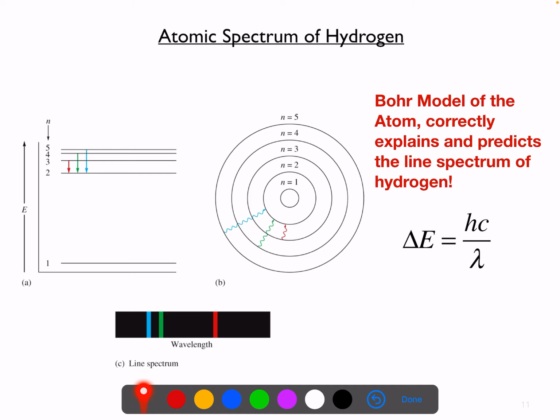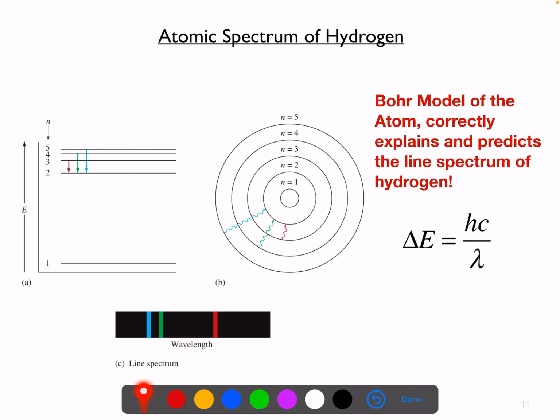And even further, in addition to the visible light wavelengths, by looking at other energy levels, he predicted other wavelengths of light that showed up in the infrared and ultraviolet, which we can't see with our eye, but lo and behold, when you go look for them, sure enough, they are there. So his model of the atom, again, has this predictive power, which is one of the reasons why people liked it at the time.